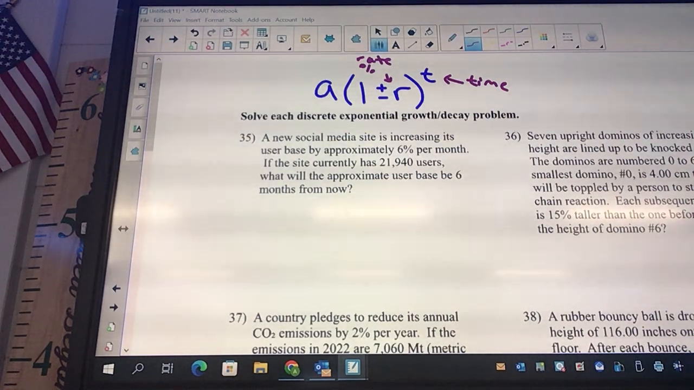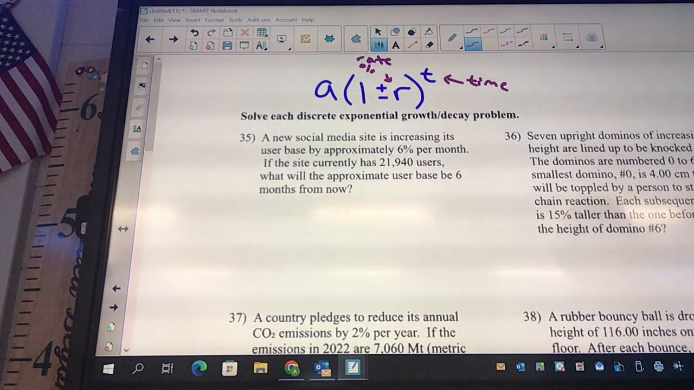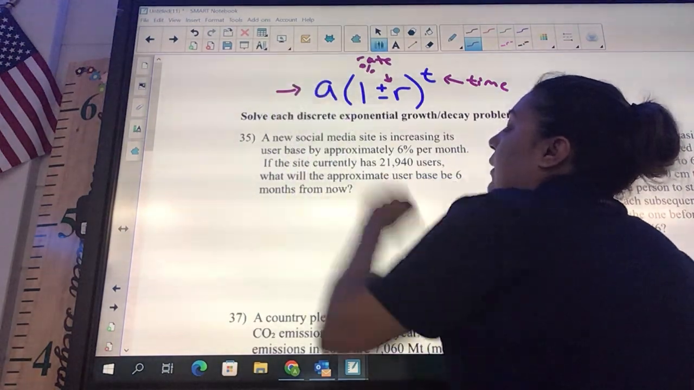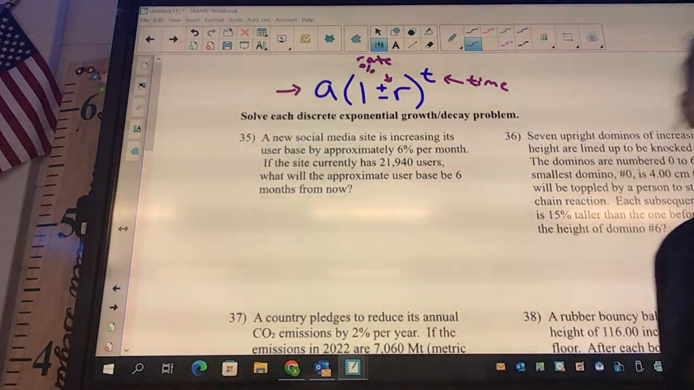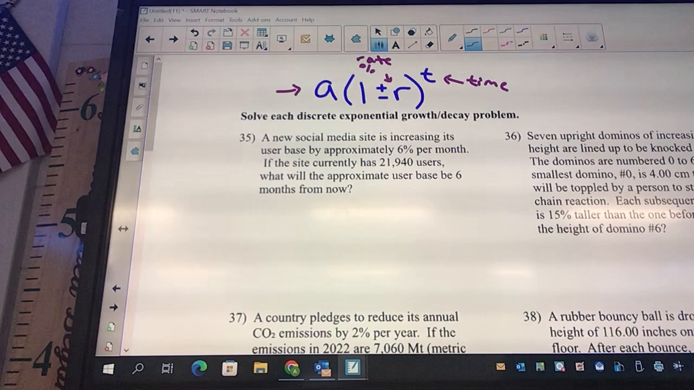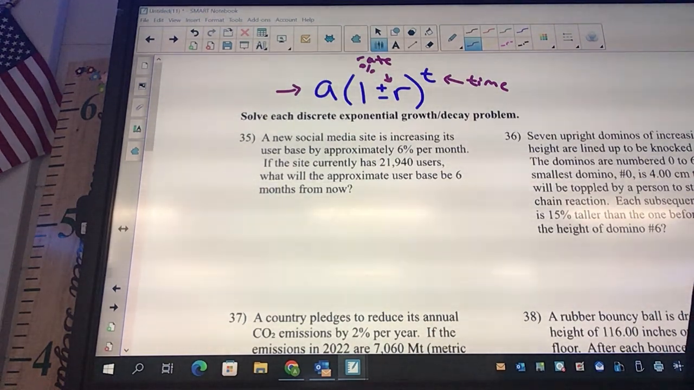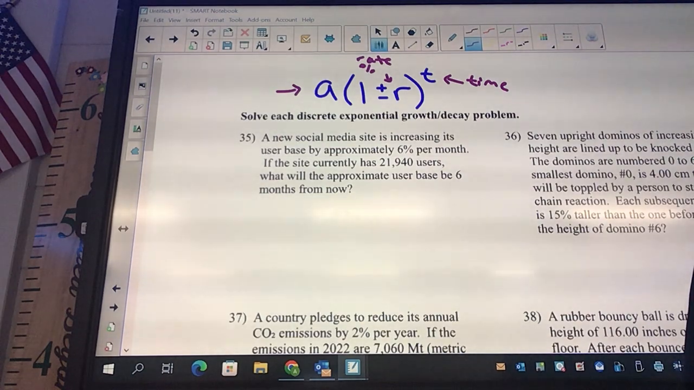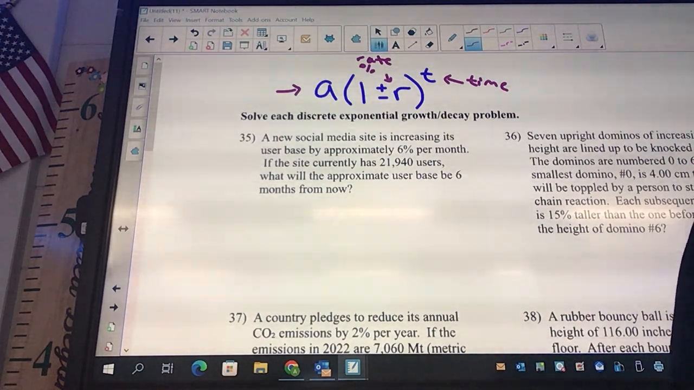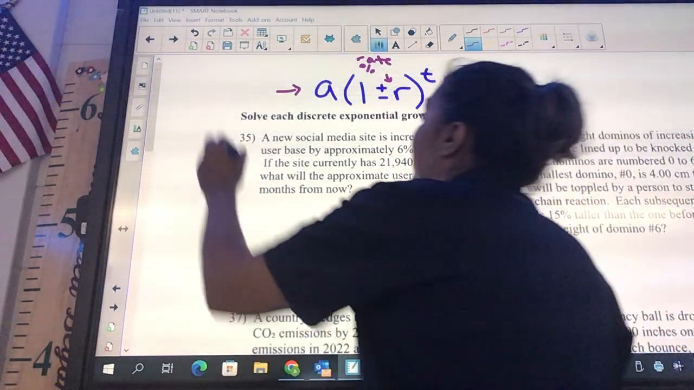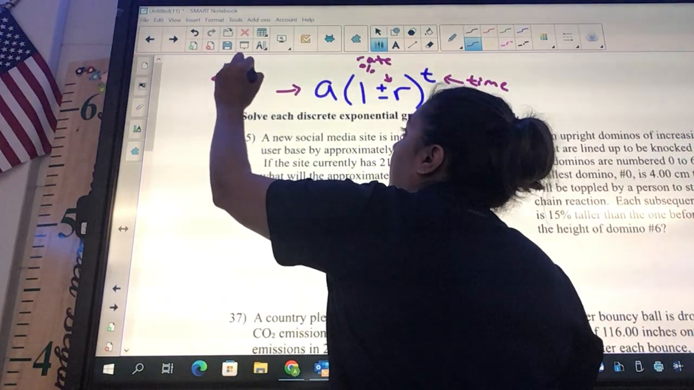Okay, and then what's the a? Is that the first number? Isn't it the biggest number? No. What does a stand for? Starts with an S. The starting point, the starting amount.